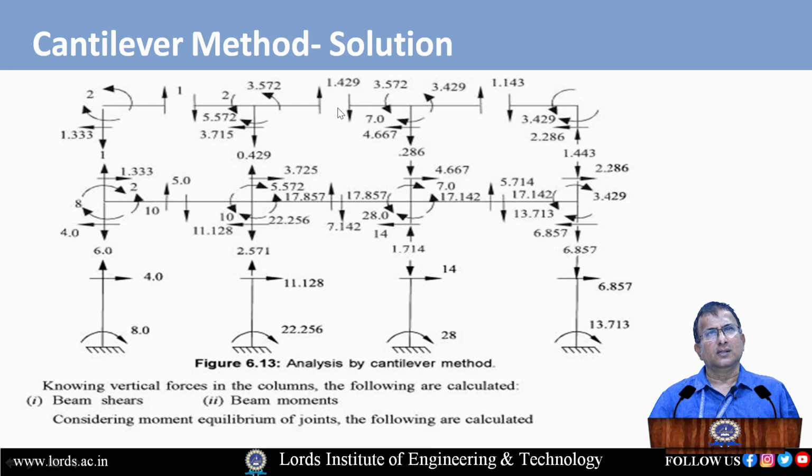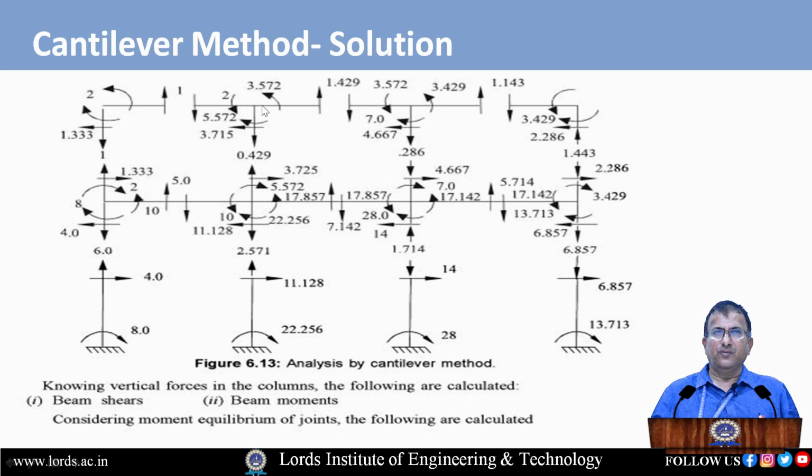If we see the member CD, the moment at the joint C we can get is 1.143 into 3 meters. Why? Because the span of CD we have shown in the figure is 6 meters. So 1.143 into 3 we can get is 3.429 kilonewton meters. If we observe the two moments developed at the joint C, all are in the same direction. So the summation of the two will give the total moment acting at the joint C. The total moment will be 3.429 kilonewton meters plus 3.572 kilonewton meters. The total value we can get is 7.0 kilonewton meters. This 7.0 will act in the direction opposite to the two moments, that is 3.572 and 3.429.